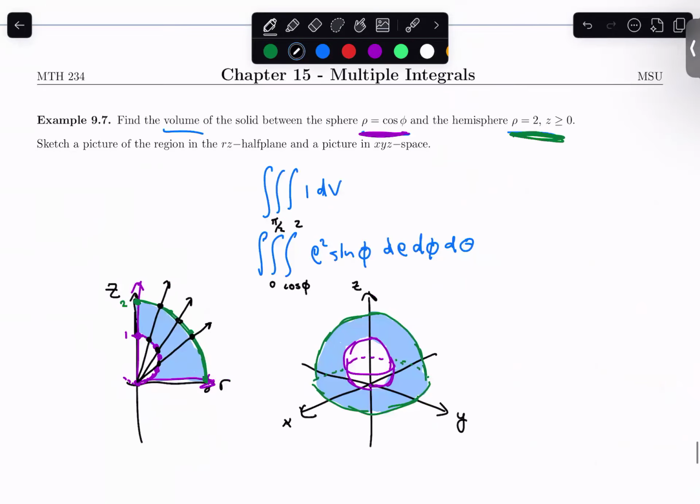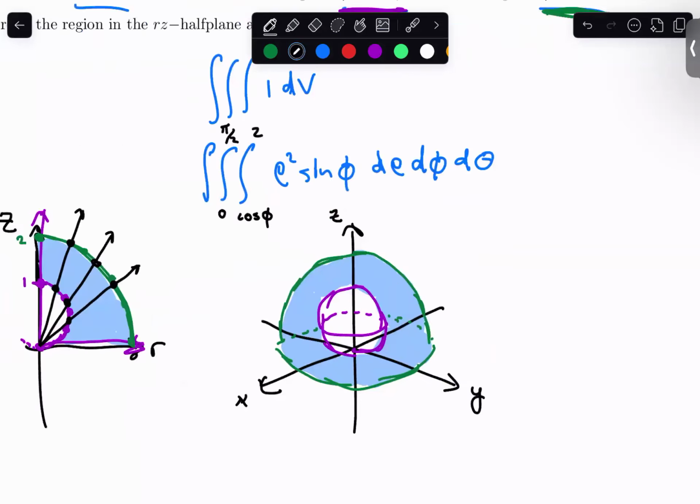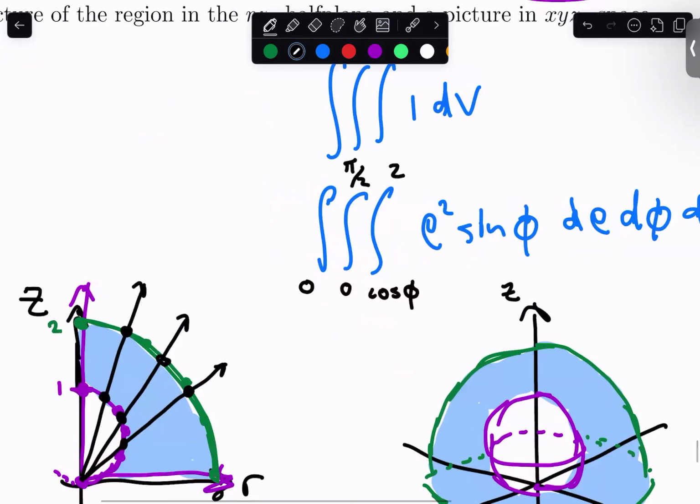And then finally, as we look through all of this, there were no restrictions on theta whatsoever. Theta was never even brought up. So if we want to get the entire thing here, theta should range from 0 to 2 pi.